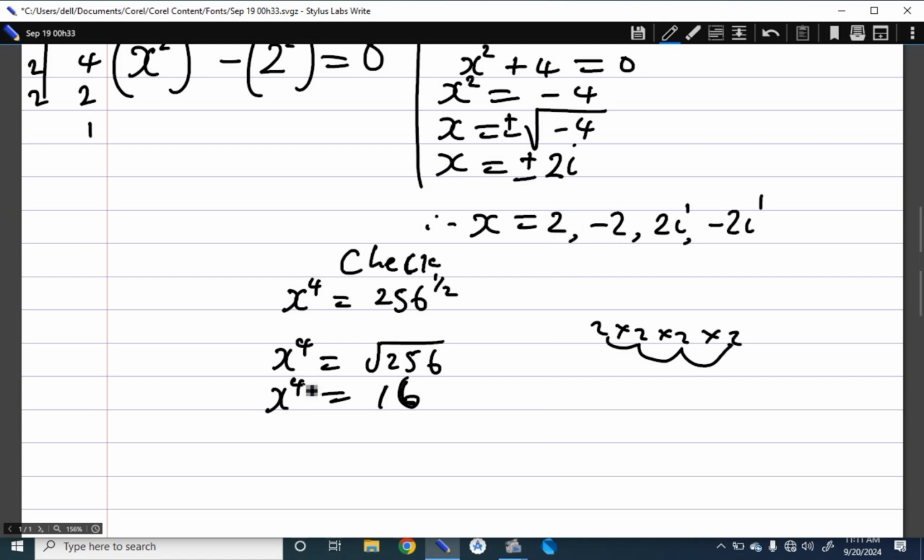So let's check if it's correct. Put in the first one, 2. So we say that x is 2. So 2 raised to power 4, is it the same thing as 16? Yes, 16 is equal to 16. Correct for the first one. So let's check for the second one.